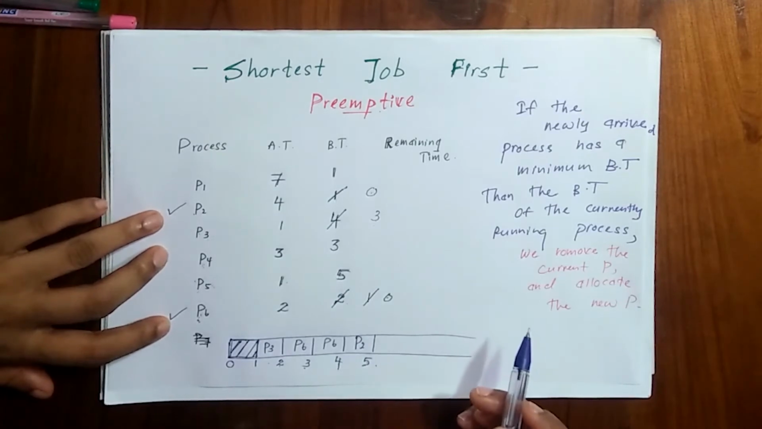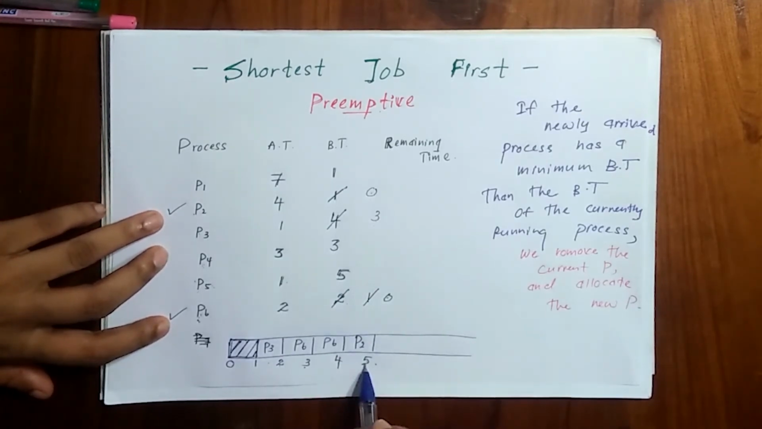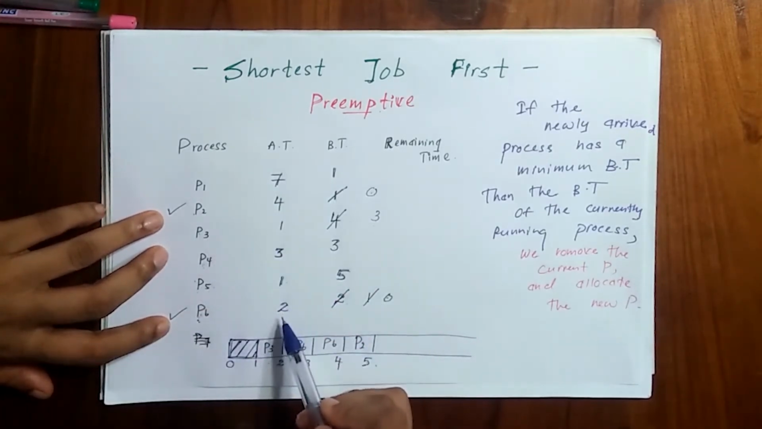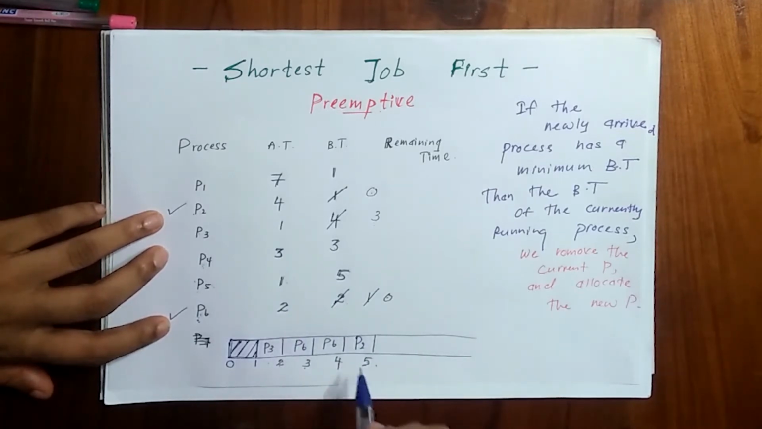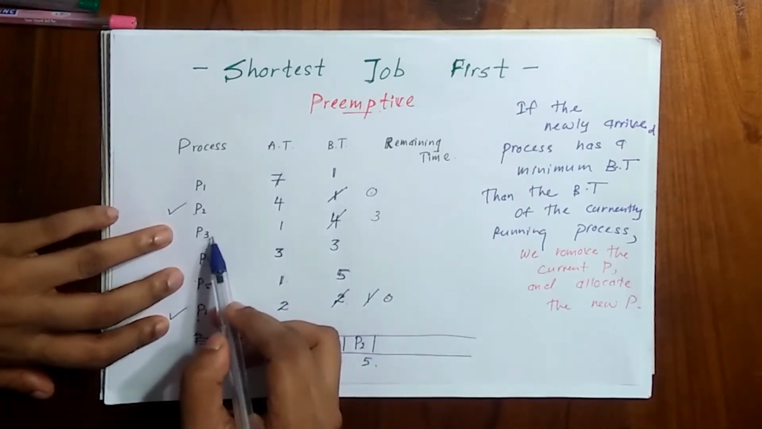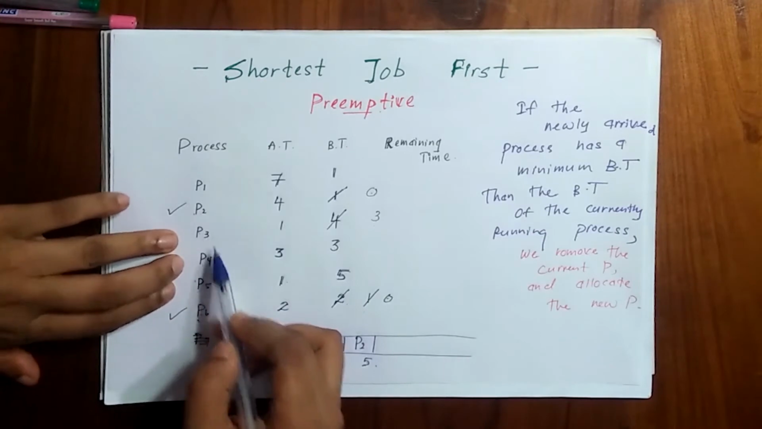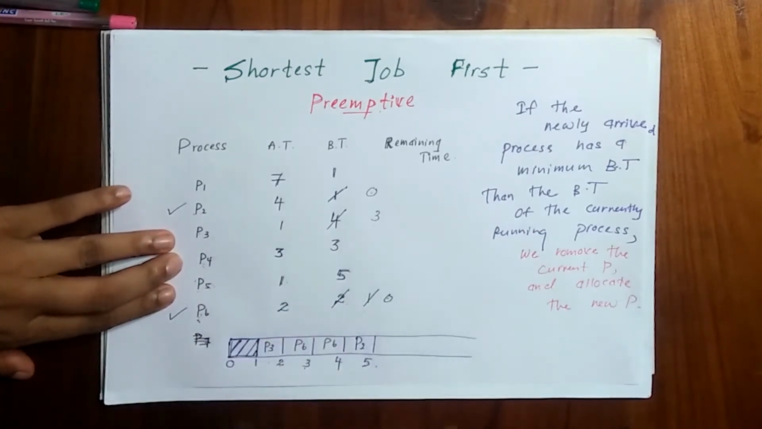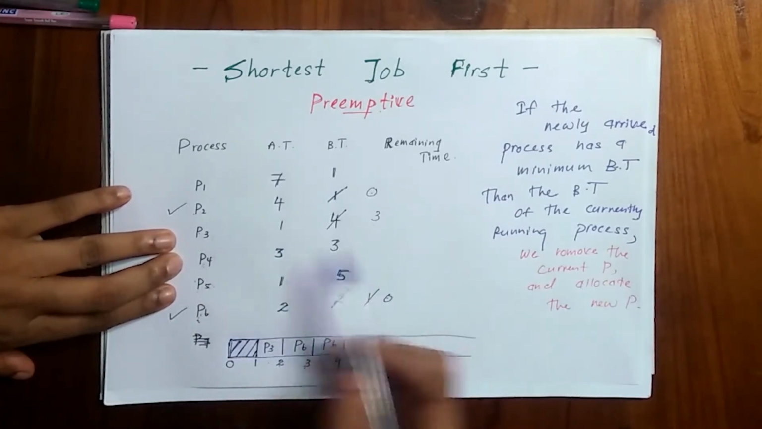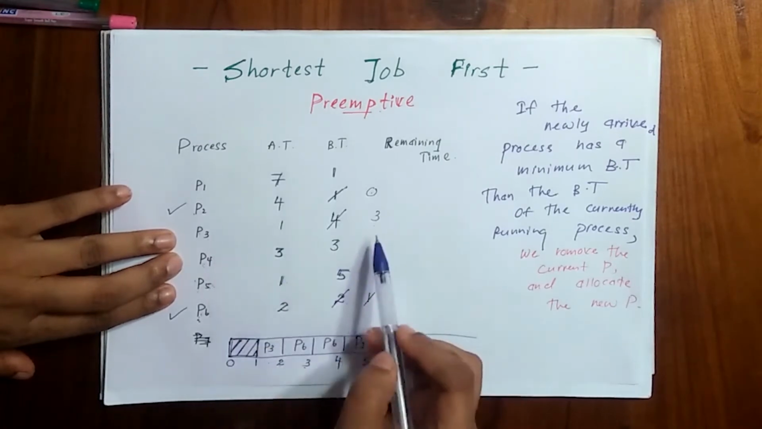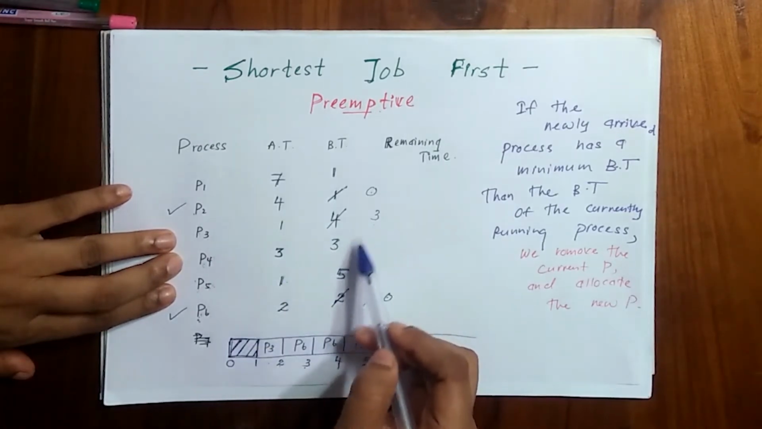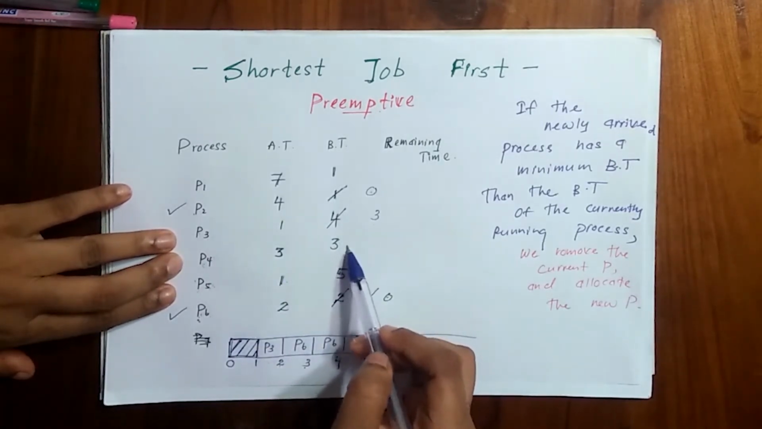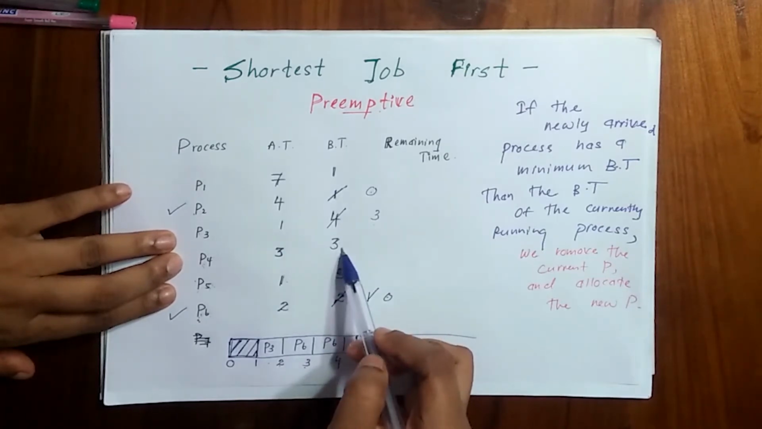And now within 5 seconds, no new processes are arriving and we have to select from these 3: P3, P4 and P5. Here we can see that P3 and P4 have the minimum burst times and both have the same value, 3 and 3.